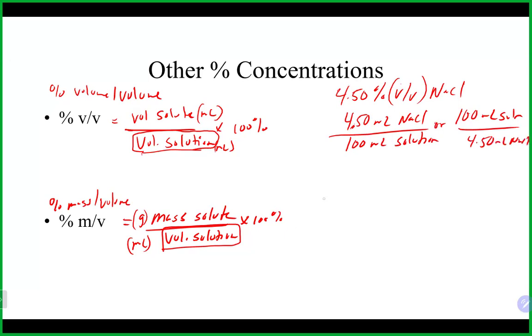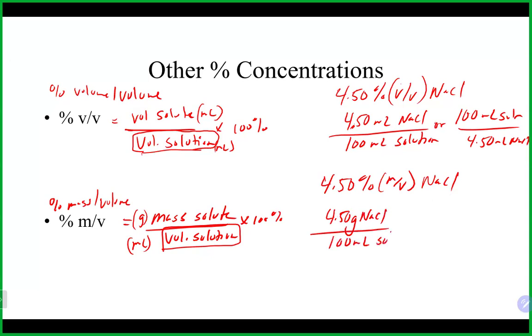Same thing down here. If we had a 4.5% mass to volume sodium chloride solution, that would mean you had 4.5 grams of sodium chloride in 100 milliliters of solution. And again, you could flip it back around: 100 milliliters of solution over 4.5 grams of sodium chloride.